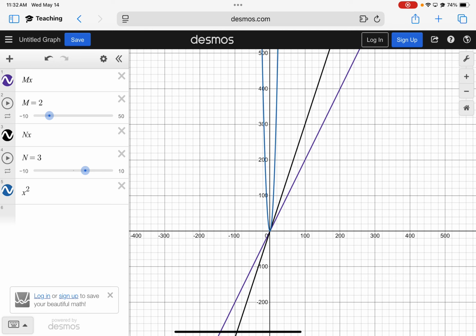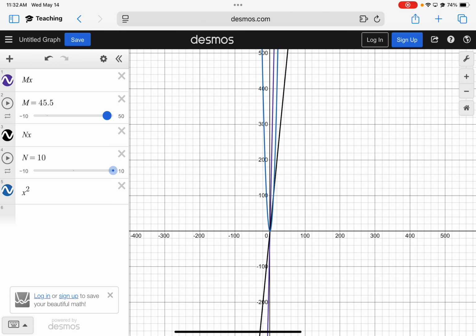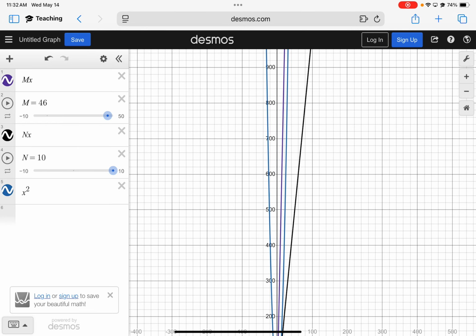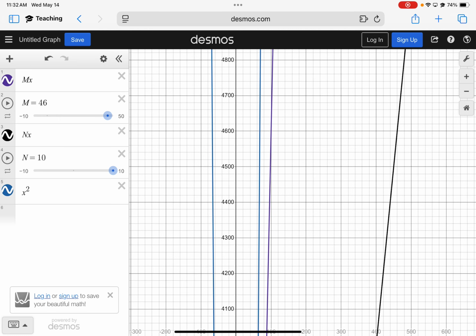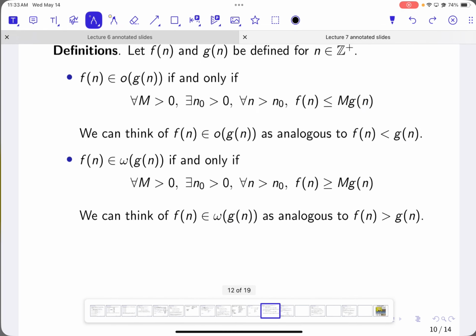But no matter what you set m or n to, neither of these functions will have the inequality whatever x is greater than. No matter what constant multiple you choose, the inequality x squared is greater than or equal to mx will always be true.